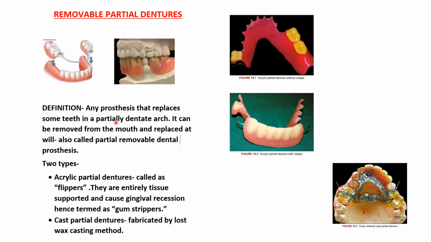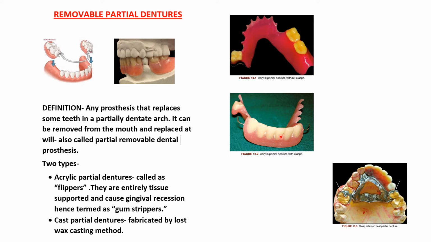Now, removable partial dentures are of two types, acrylic partial and cast partial. Acrylic because they are made up of acrylic. Now over here, these two are made up of acrylic material. This pink colored material is called acrylic, and they're also known as flippers as they are entirely tissue supported. They are tissue supported and they cause gingival recession. They recede your gingiva and hence they are named gum strippers, and because of that they are not mostly used.